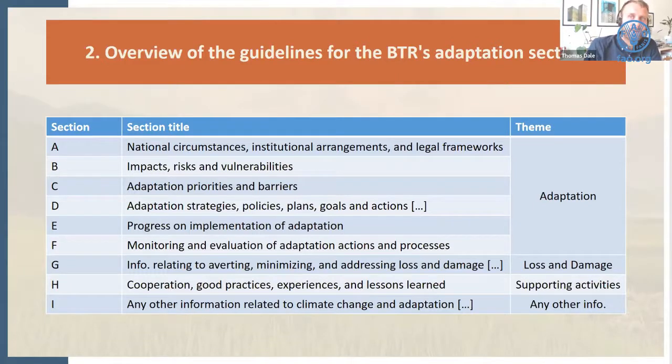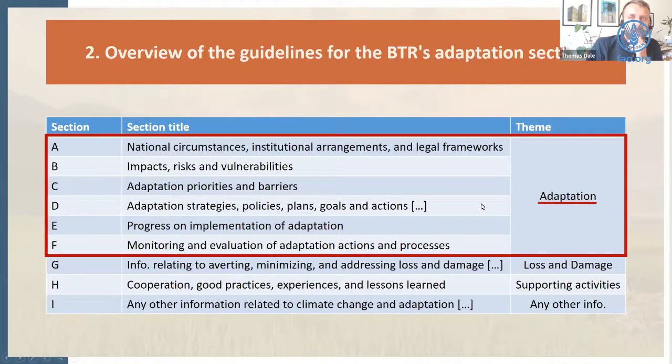These sections serve to divide the many requests contained within the guidelines into general areas of information. Now, using the titles of each section as a general guide, one can immediately get a good indication of what kind of information should be included within a BTR's adaptation section. As one would expect, the major share of these guidelines are focused on how countries should report on their adaptation processes. And these are covered by sections A to F, which are highlighted now, and provide instructions on how countries should report on all aspects of their ongoing national adaptation process.